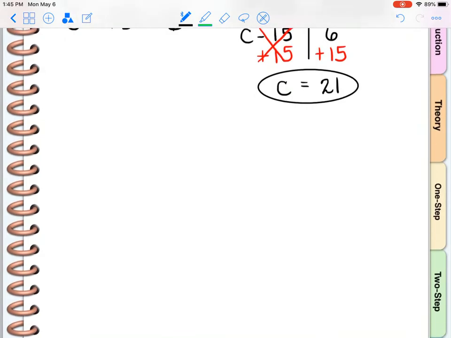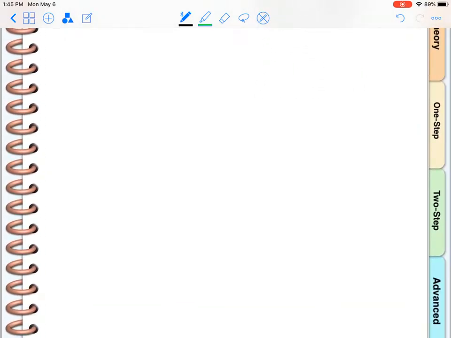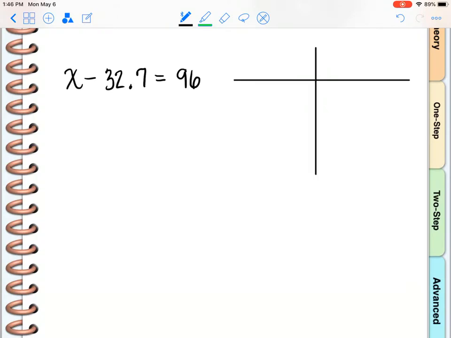Okay, the next one. Let's say X minus 32.7 equals 96. So this one has a decimal, and that's okay. The rules of algebra will never change. So X minus 32 7/10 equals 96.